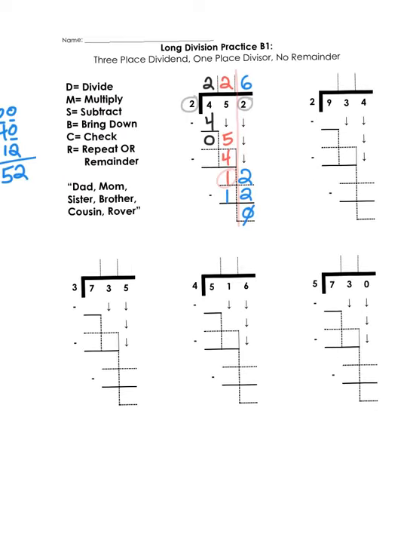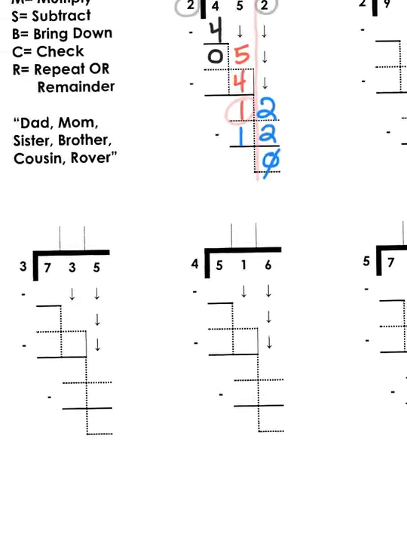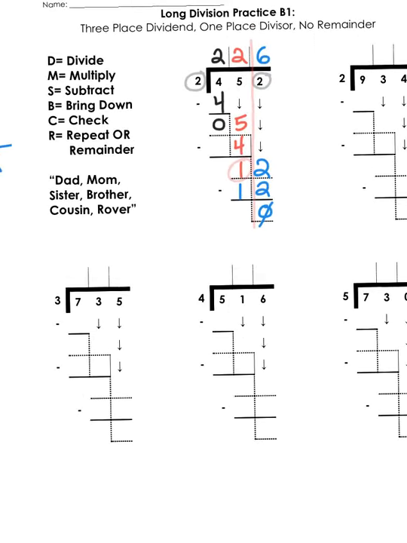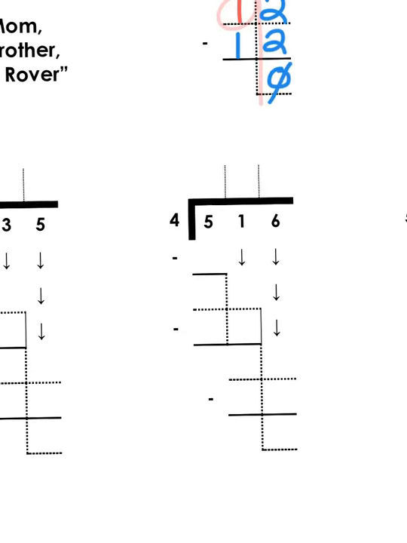516 divided by 4. Okay, so again, I'm going to follow the same process. Divide, multiply, subtract, bring down, check, and then repeat. The only difference is I'm going to be repeating more than once. Okay? So let's look at 516.